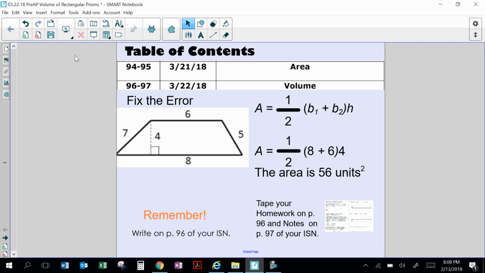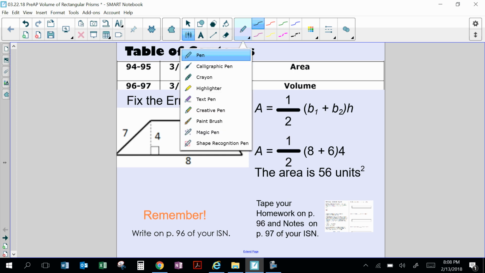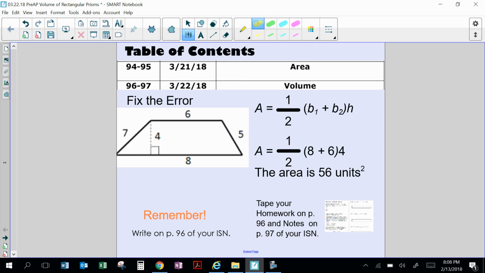This lesson is over volume of prisms. So what type of polygon is this? I'll let you ponder it. What? Is it a trapezoid? Yes, it is. In our next slide, I'll explain why it is a trapezoid.